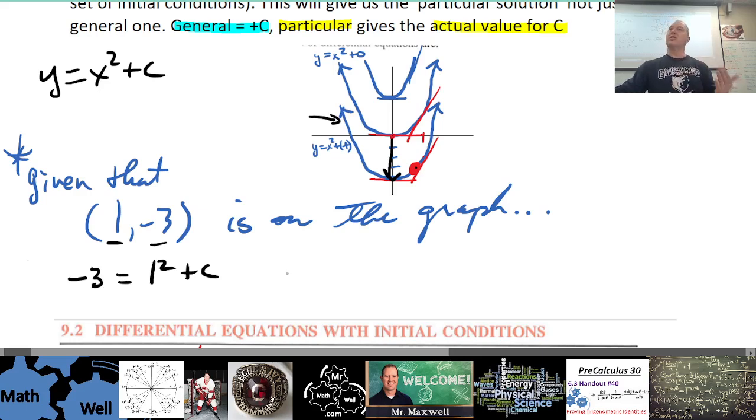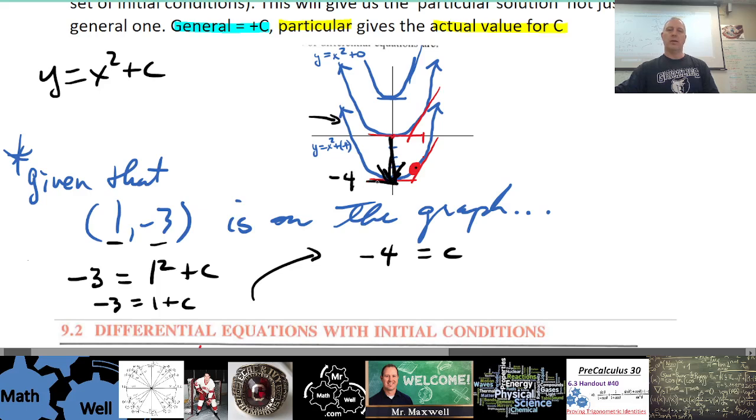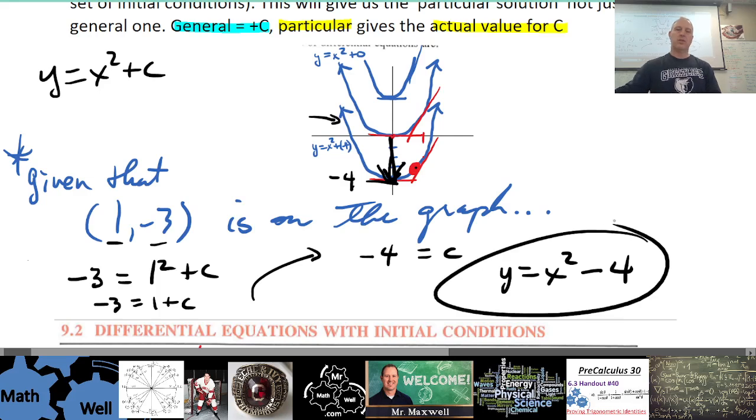So we plug the initial conditions into our general form of the antiderivative, and we're going to get negative 3 equals 1 plus c, and we're going to have c being negative 4, when we subtract 1 from both sides. So that means this comes down 4 units here. So this is negative 4 here, and therefore the actual particular equation for that solution, for the differential equation, is this right here.